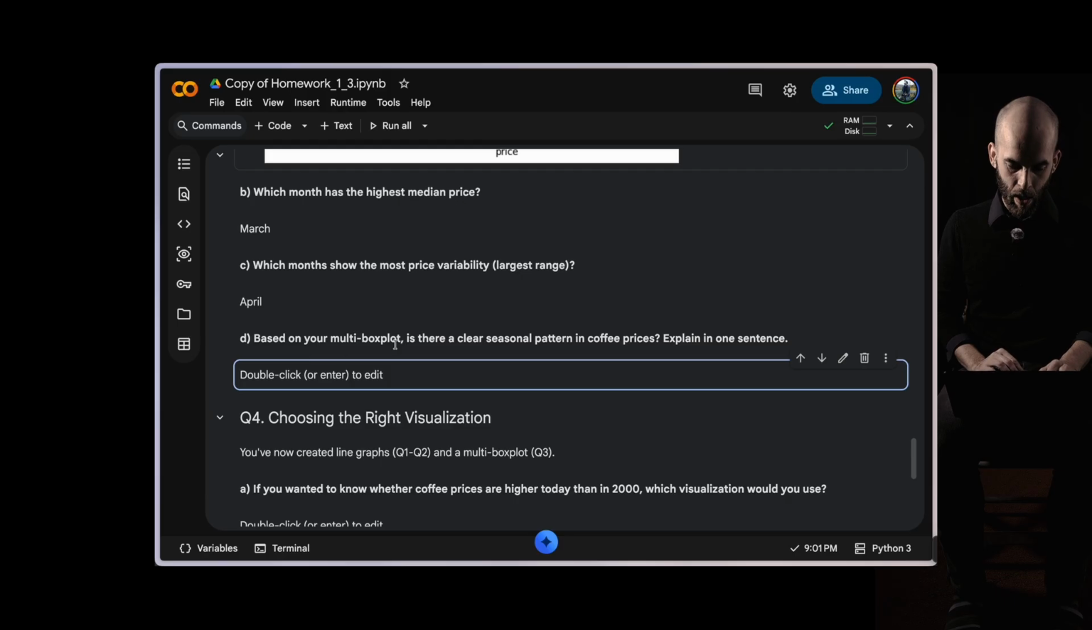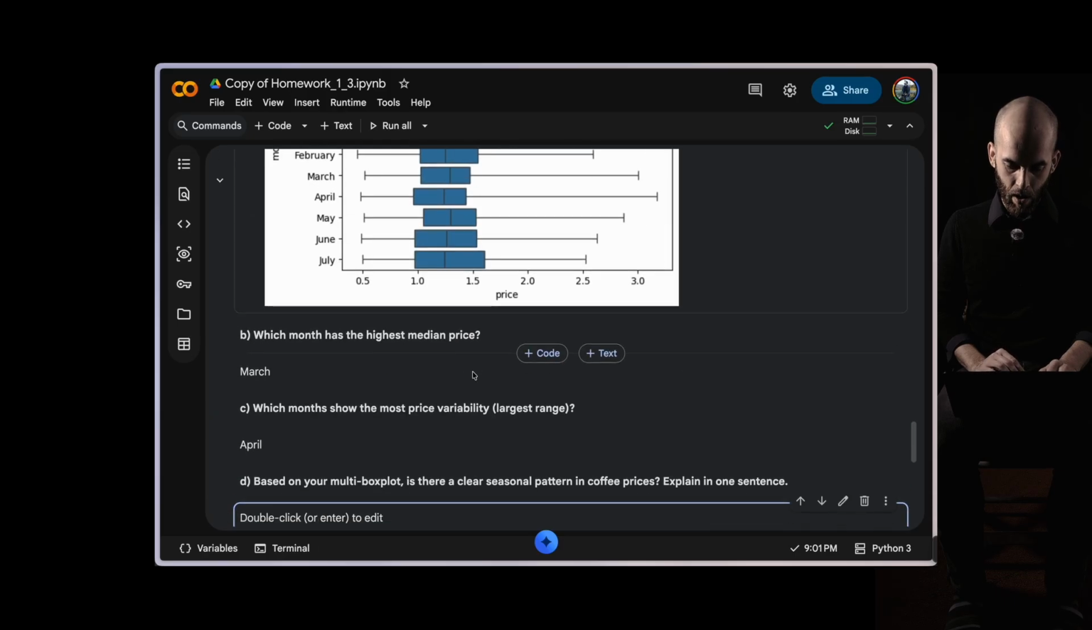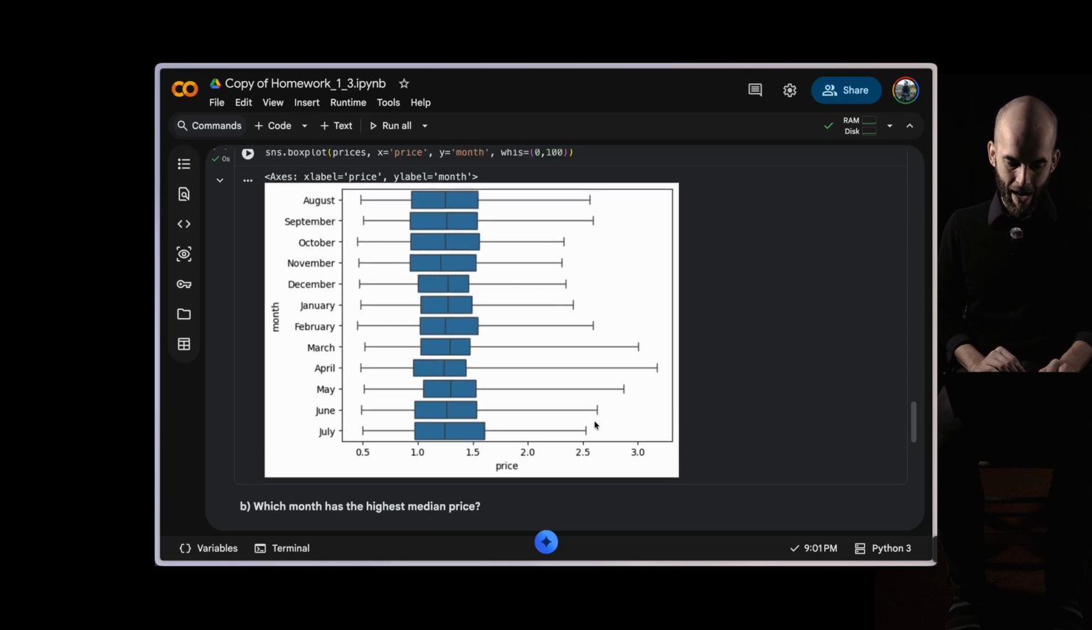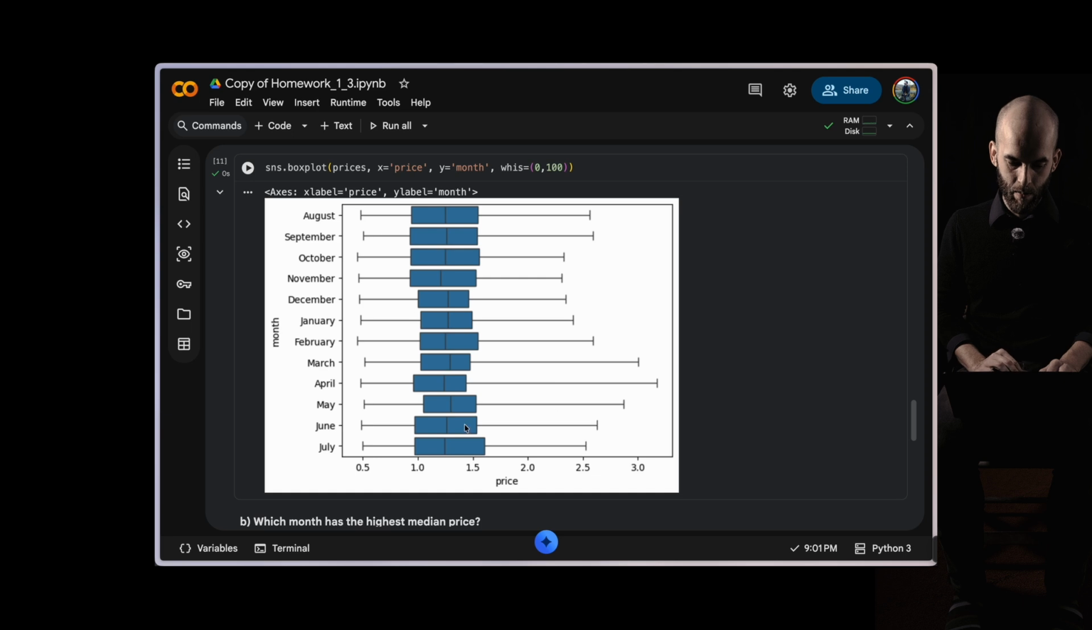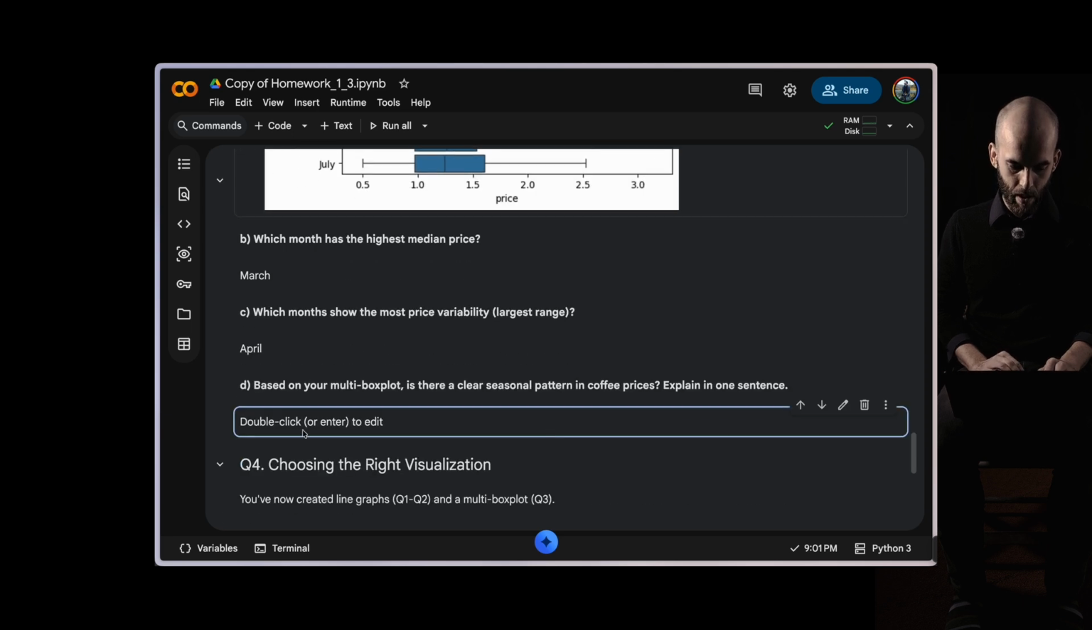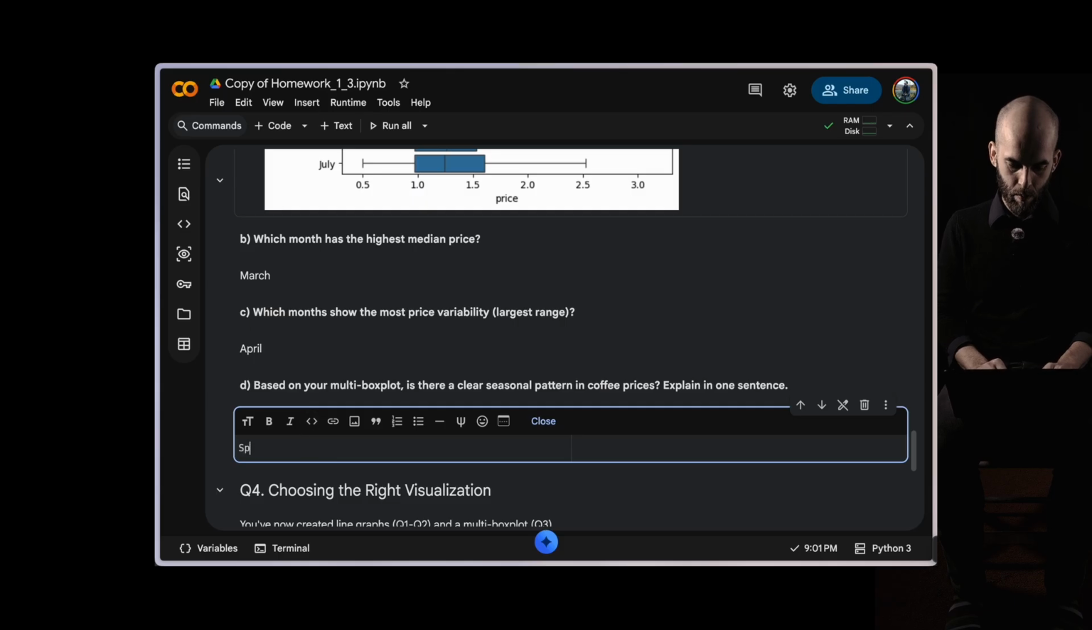And based on the multi-box plot, is there a clear seasonal pattern in coffee prices? I don't know that there is. It looks like maybe April has, or spring has the highest maximum price, but I don't see a lot of other patterns here. So let's say spring seems to have the highest maximum price.